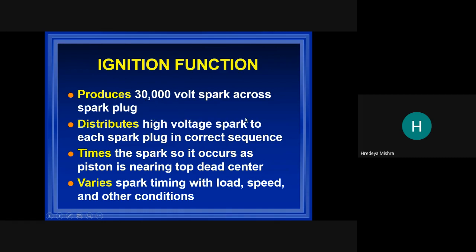It distributes the high voltage spark to each spark plug in the correct sequence. It times the spark so it occurs as the piston is nearing the top dead center. It varies spark timing with load, speed and other conditions. So it is about the sparks.